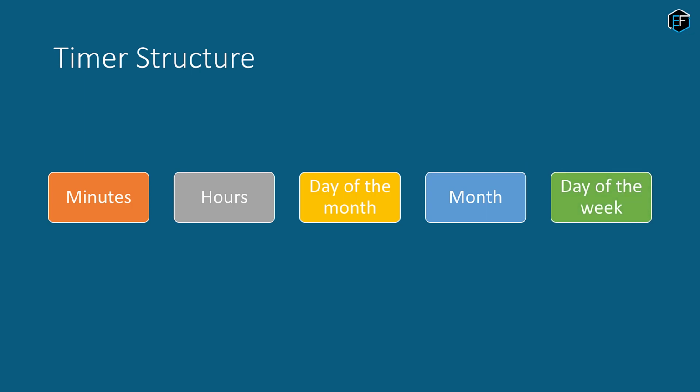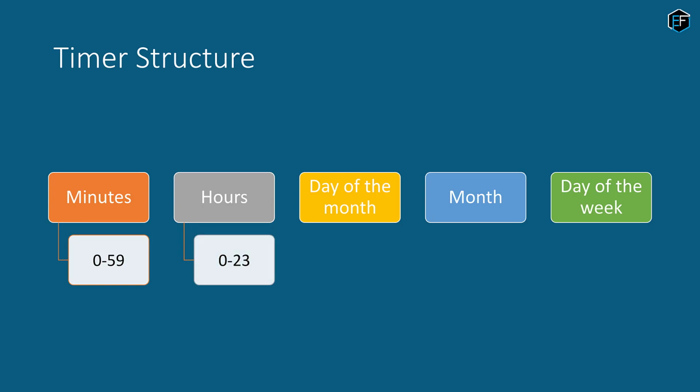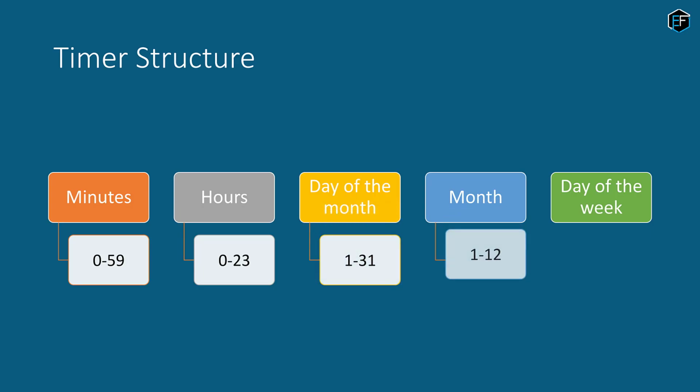So you can input these parameters in the terminal as follows. Minutes will be put in as 0 to 59. Hours will be put in from 0 to 23, so standard military time. Day of the month will be put in from 1 to 31. The month input will be 1 to 12.